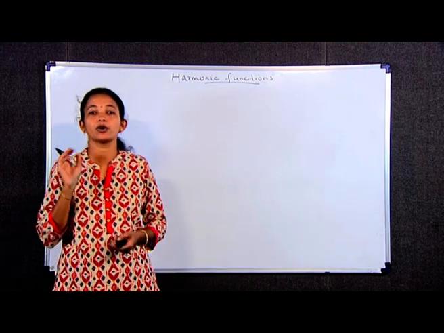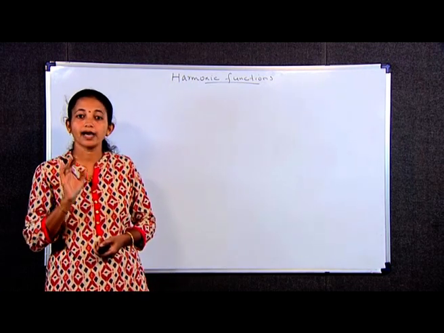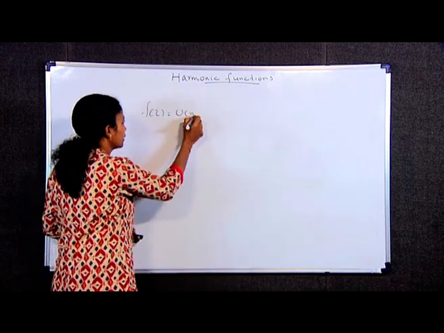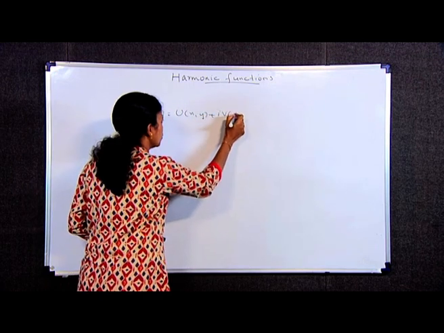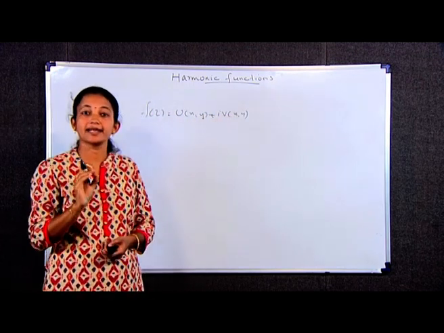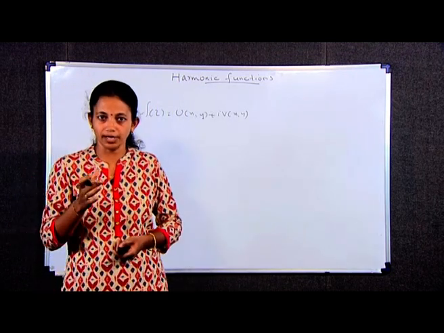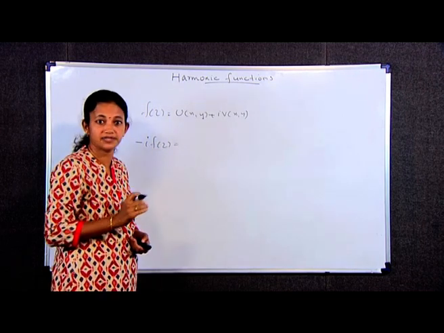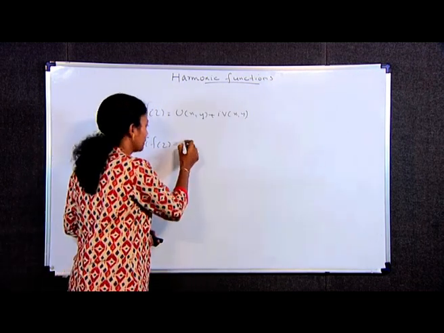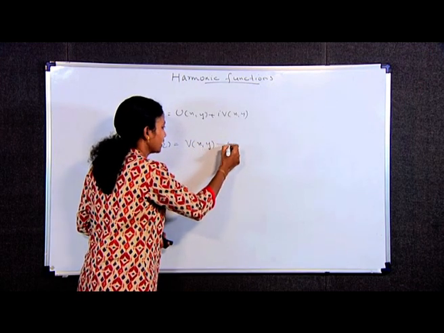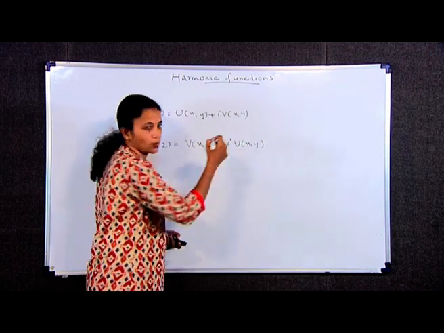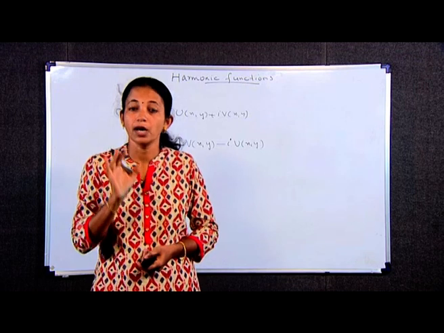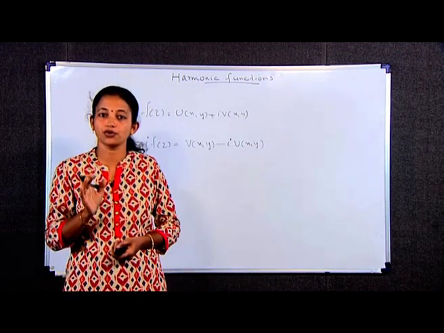That is, v is a harmonic conjugate of u in D if and only if f(z) = u(x,y) + i v(x,y) is analytic in D. That is, if and only if -i f(z) = v(x,y) - i u(x,y) is analytic in D. That is, if and only if -u is a harmonic conjugate of v in D.